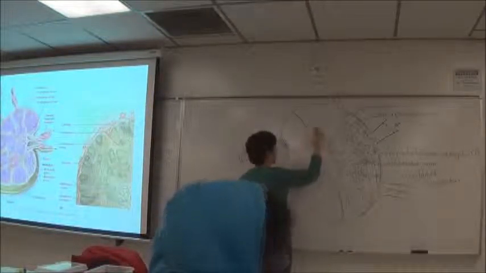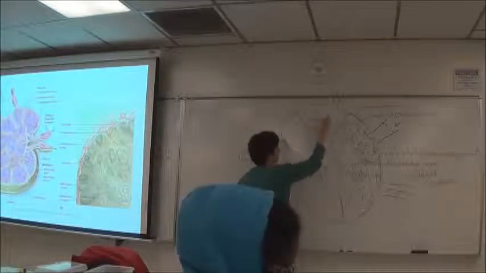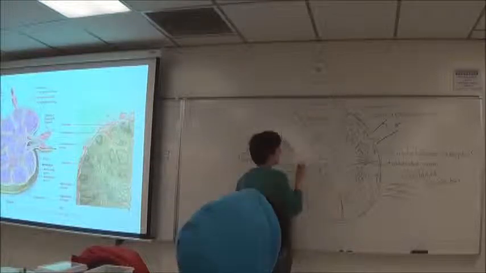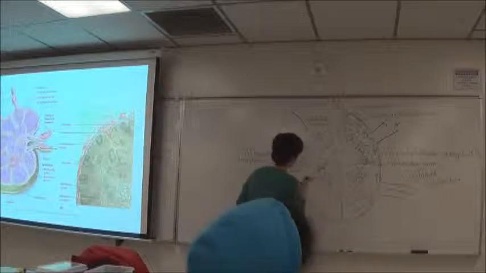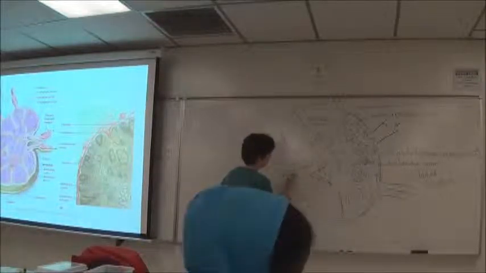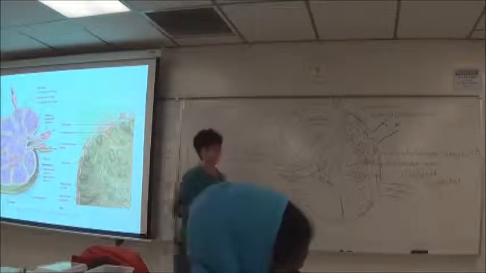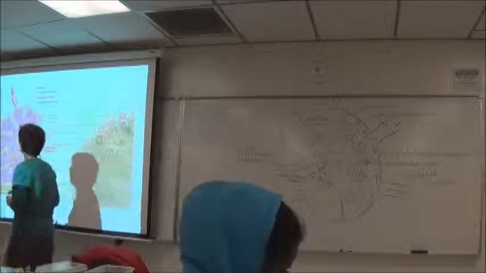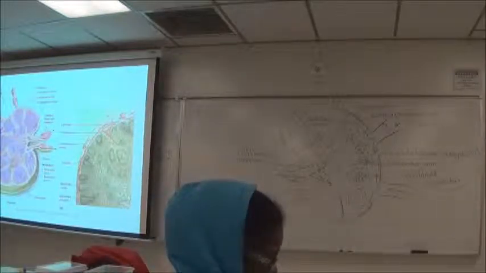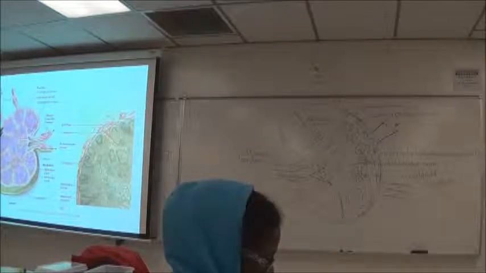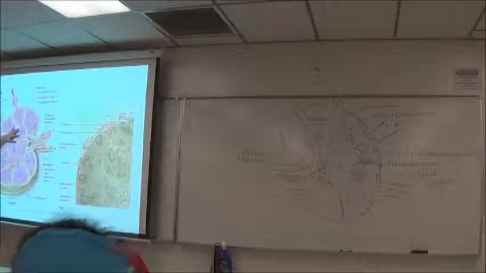So this would be a medullary cord, and the space would be a medullary sinus. So it comes in the afferent lymphatic, goes to either side in the subcapsular sinus, goes down the trabecular sinus or through the lymphatic follicles.